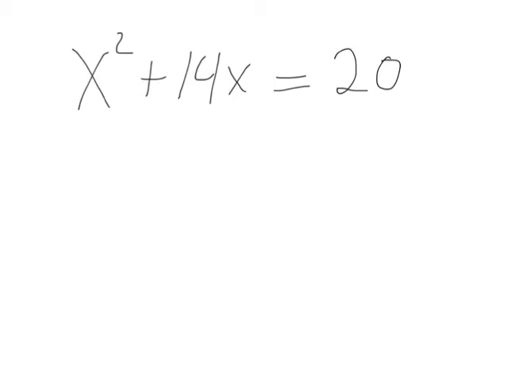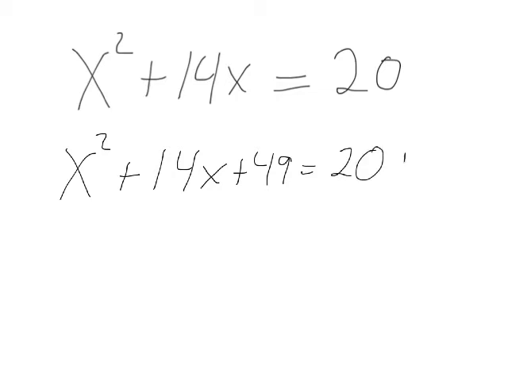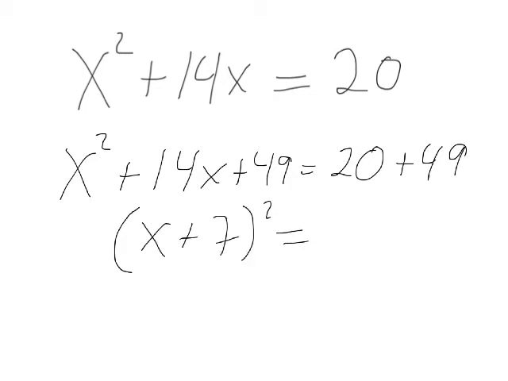So, if I were to do this problem, I would take 49 and add it to both sides of this equation. And remember, to keep it equal, we have to add it to both sides of the equation. So now I have x squared plus 14x plus 49 equals 20 plus 49. I will immediately factor this as x plus 7, quantity squared, and I'll combine like terms on the other side.